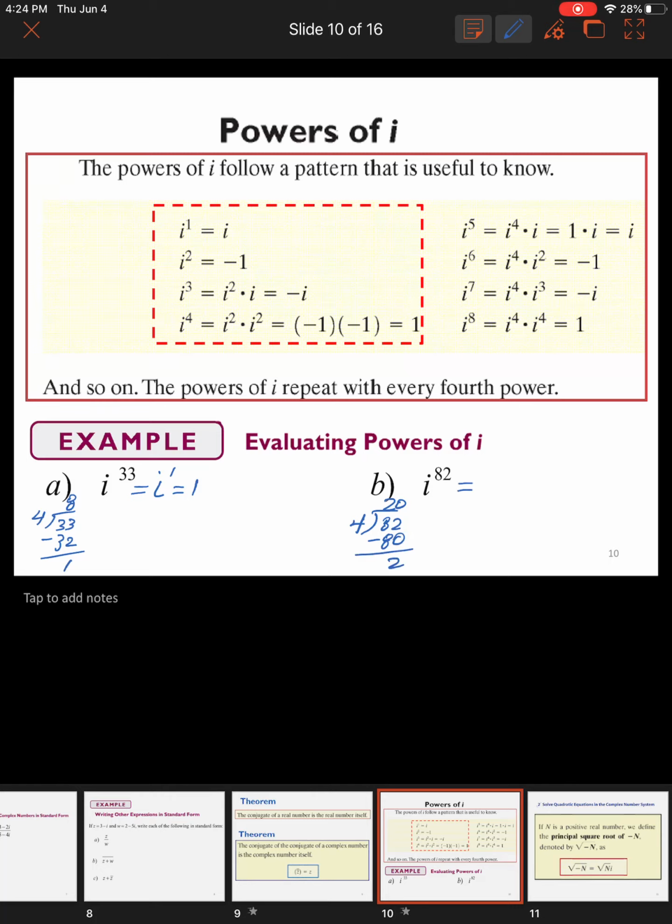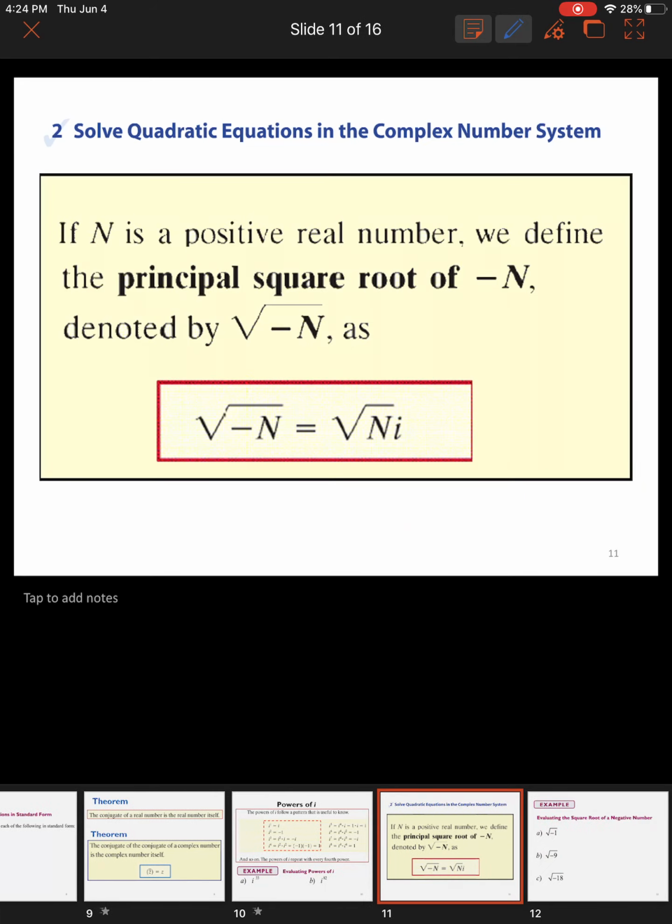We have a remainder of 2. So that's telling me that i to the 82nd is the same thing as i squared, which equals -1. And we use the number 4 because it repeats this cycle every fourth term. It's going to keep doing the exact same thing.